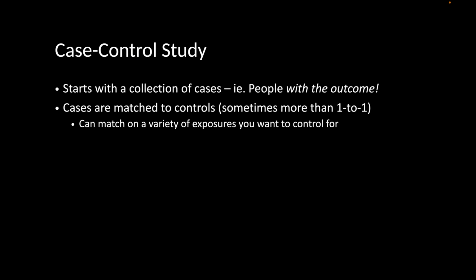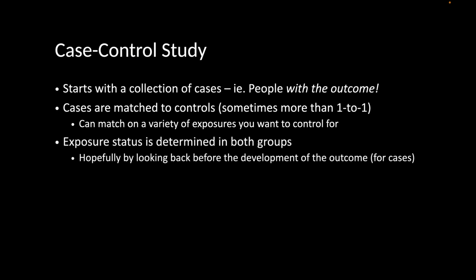If I was looking at vitamin D and osteoporotic fracture, I might want to find people who had a fracture, but I would find then people who didn't have a fracture, but I might match them, say, on age and on sex. So I might find, if I had an 84-year-old female who had a fracture, I might then find an 84-year-old female who did not have a fracture, okay, as a matched control. Okay, and then you measure your exposure status in both groups. So you figure out who among the cases was exposed and who among the controls was exposed.